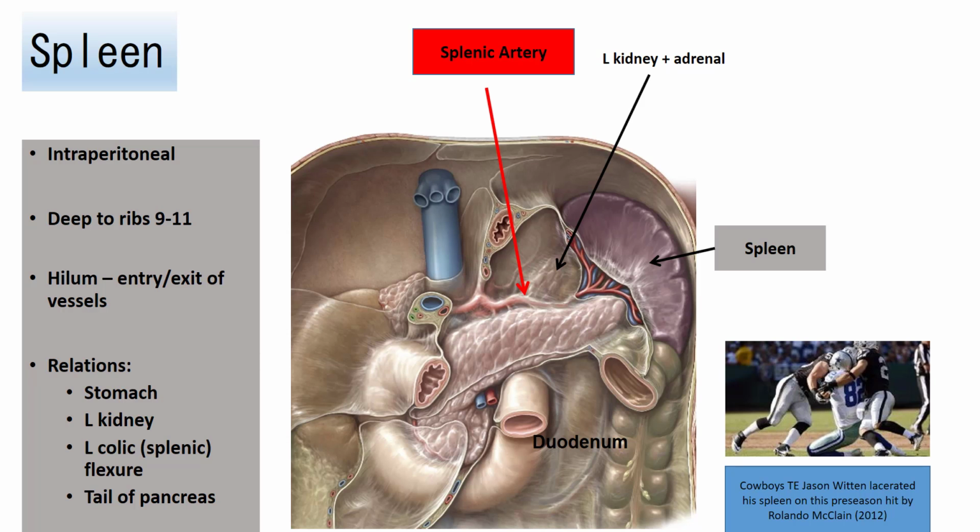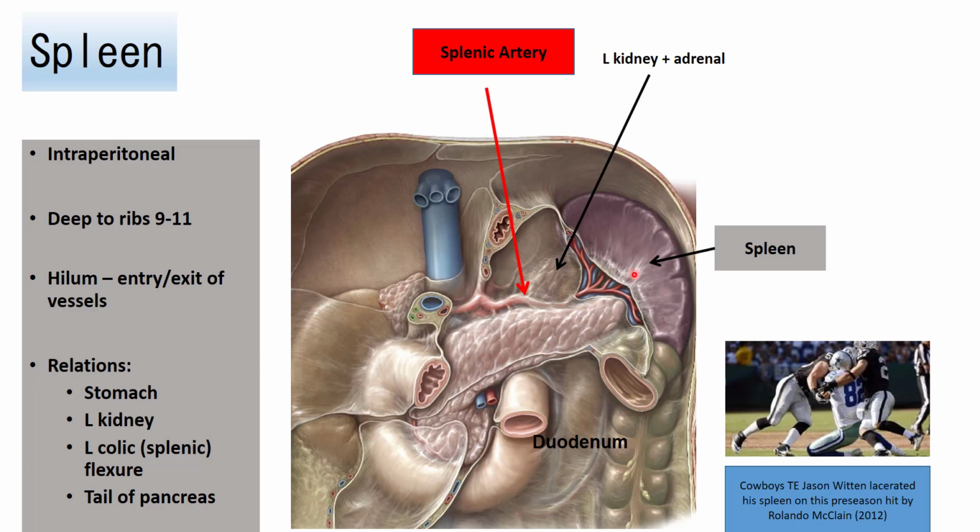Next is the spleen. The spleen plays multiple supporting roles in the body. It acts as a filter for blood as part of the immune system. Old red blood cells are recycled in the spleen, and platelets and white blood cells are stored in there. The spleen is intraperitoneal. It is usually found approximately at the level of the 9th to 11th rib.